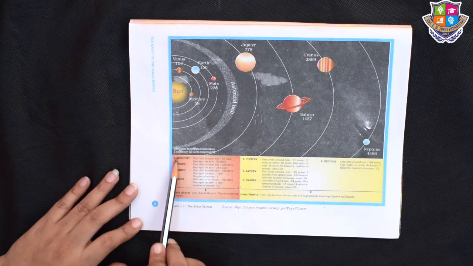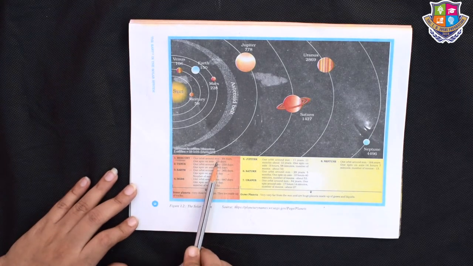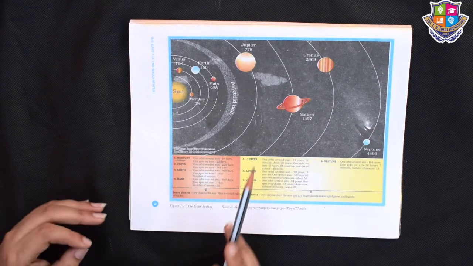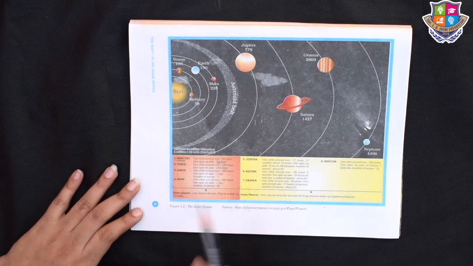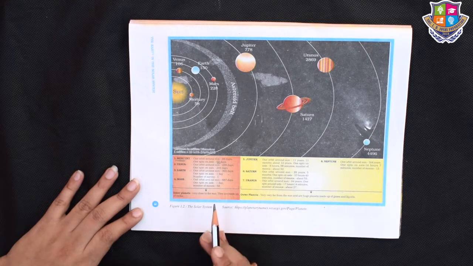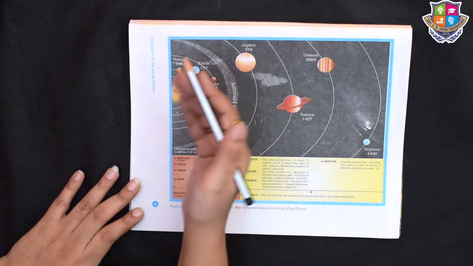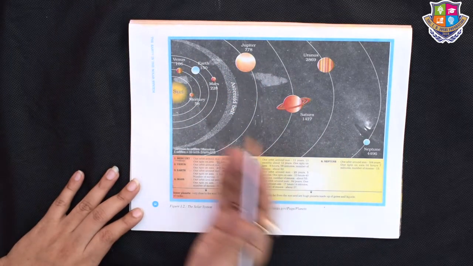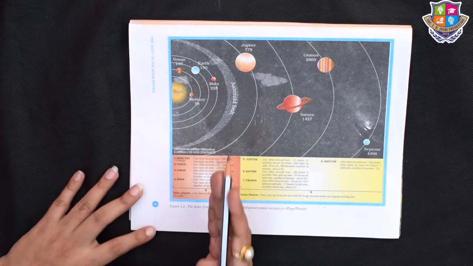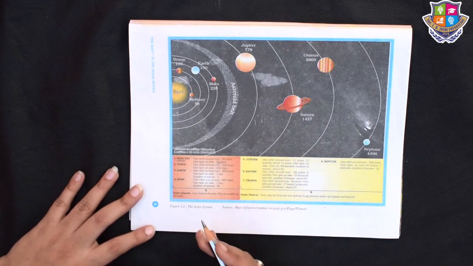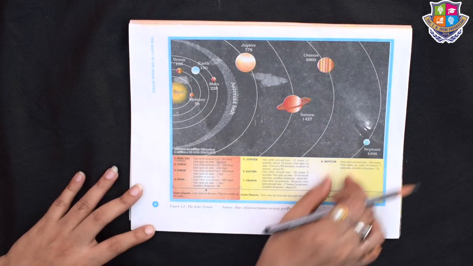Now here in this, the distances are mentioned, and also how many days it takes to make one rotation, or to complete the rotation and revolution. I want you to go through this very nicely.